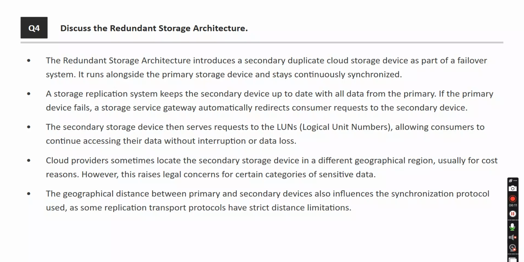The secondary device then serves those requests through the LUNs, which stands for logical unit numbers, allowing consumers to continue accessing their data without any interruption or data loss.